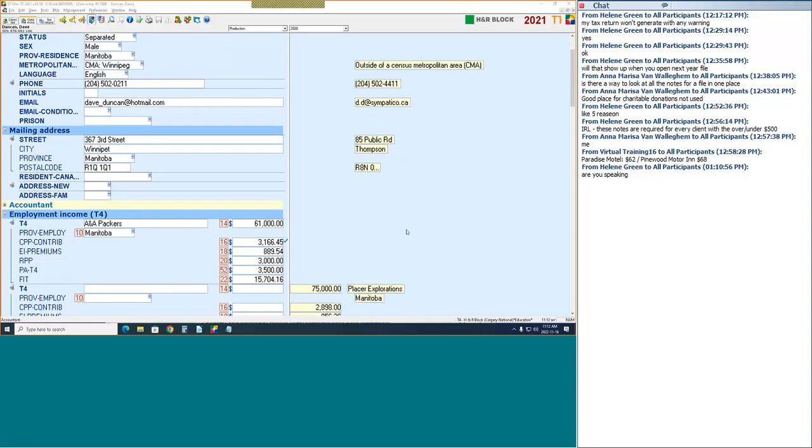And on their T4, we'll have to enter some of those boxes a second time. We'll have to type in their box 14, their box 22, and usually if they had a box 44, we'll have to enter that. There's a few other boxes that might be needed. And some of their other tax slips, if they had a T4A, there will be some boxes we will have to double enter.